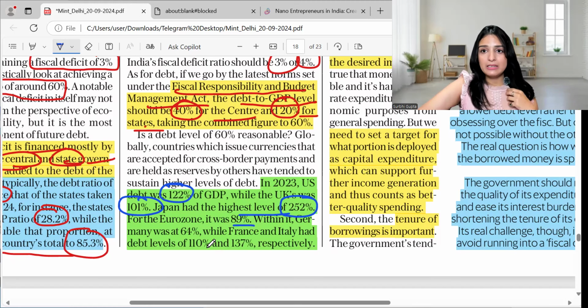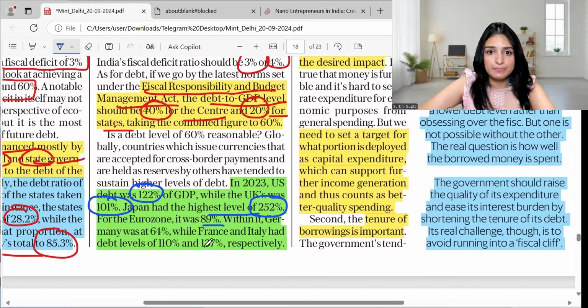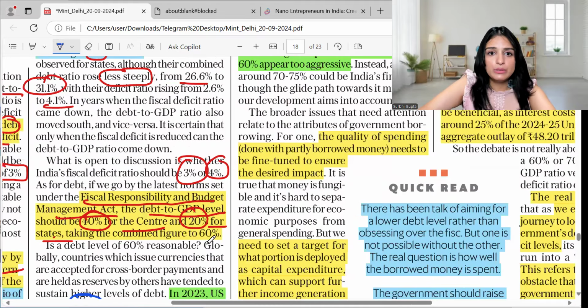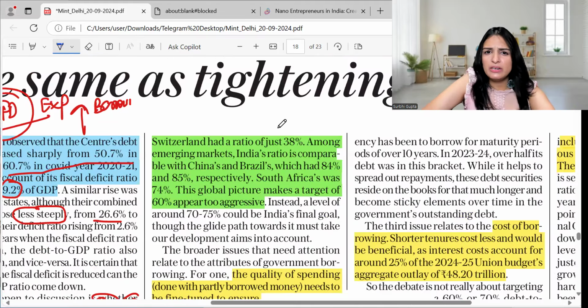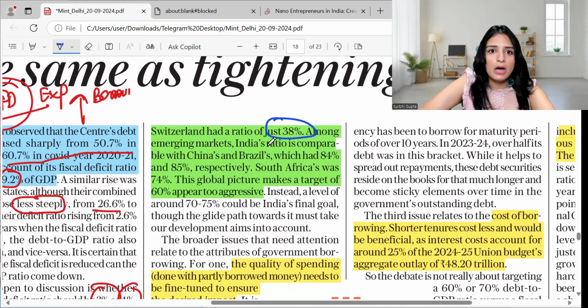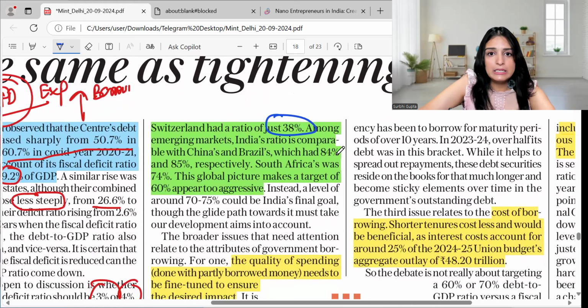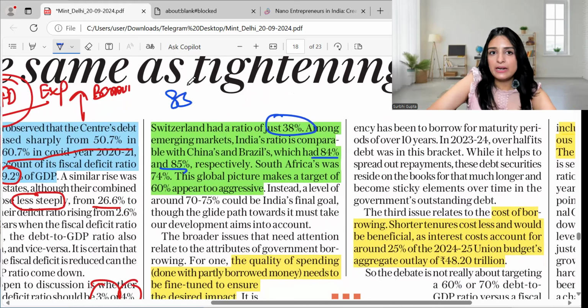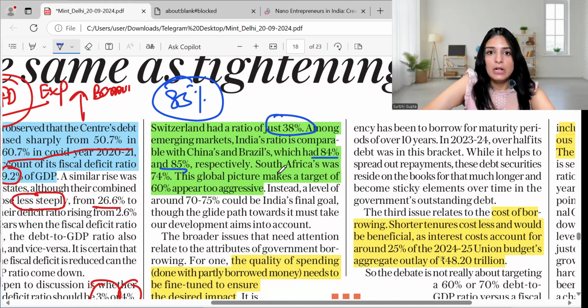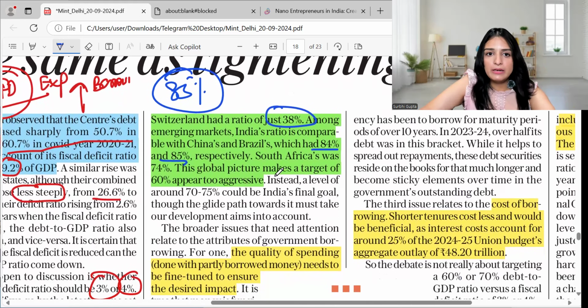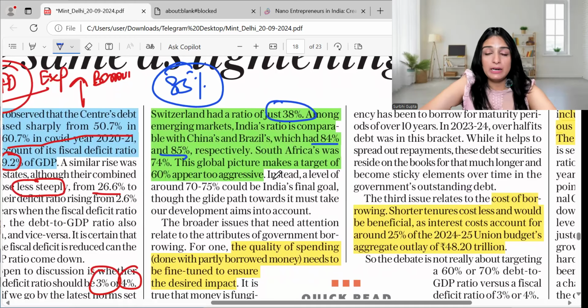So that is the scenario of other countries. Switzerland had just 38%, it's not borrowing a lot. Among emerging markets, India's ratio is comparable with China's and Brazil's, which had 84 and 85%. We are also standing at 85.3%. South Africa's was 74%. This global picture makes a target of 60% appear too aggressive.